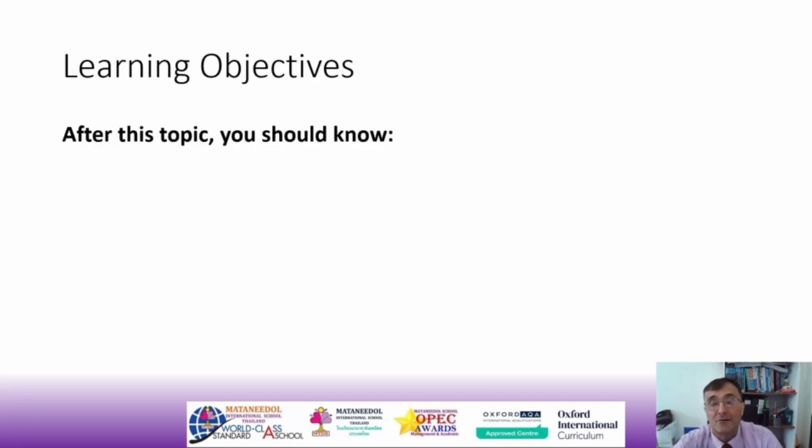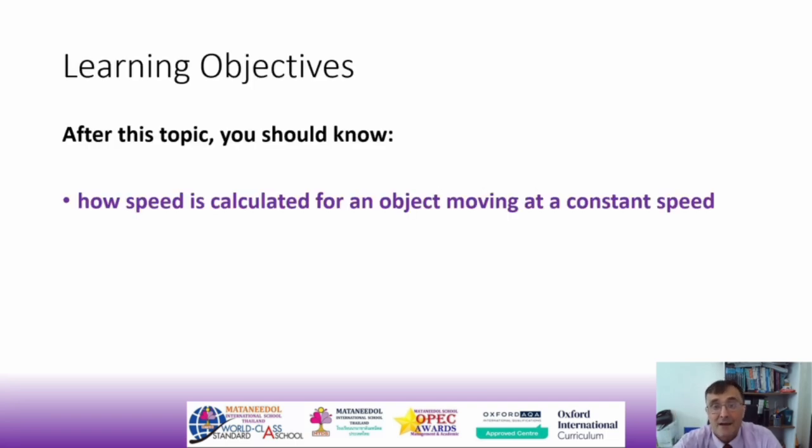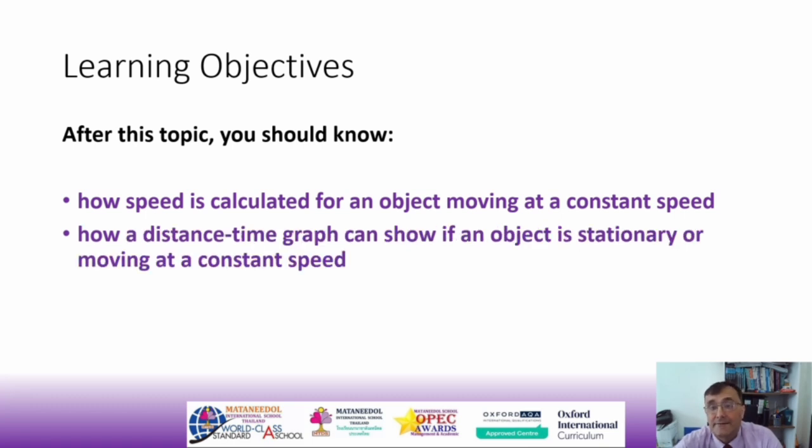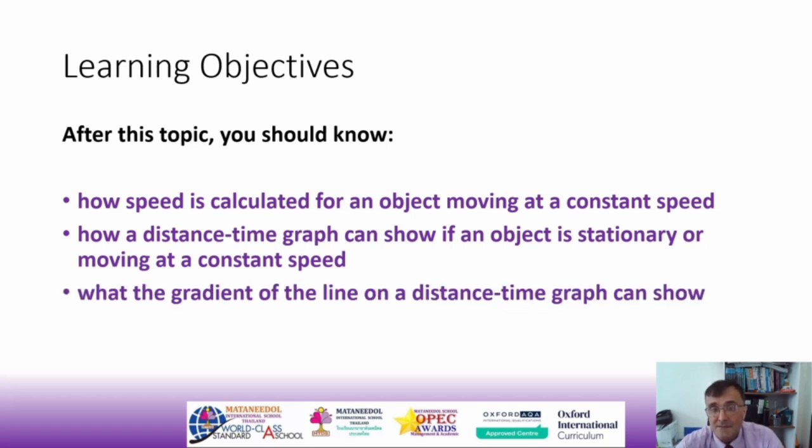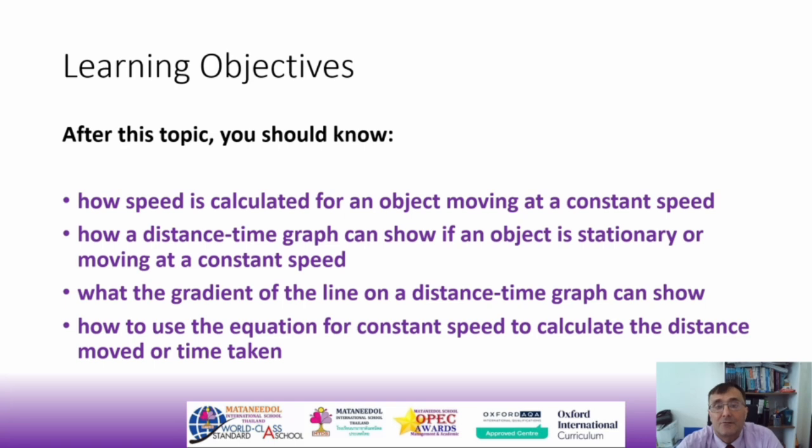So after this topic you should know how we calculate speed for an object that is moving at a constant speed, how a distance time graph can show if an object is stationary or moving at a constant speed. We're going to learn what the gradient of the line on a distance time graph can show us, and we're going to know how to use the equation for constant speed to calculate the distance moved or the time taken.